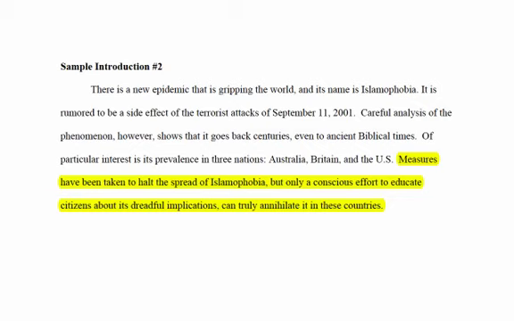This is a claim because I'm now curious to keep reading the paper and see, can this author back it up? What measures have been taken? A conscious effort to educate citizens, what does that mean? Is this effort going to be different in Australia versus the United States? This is a claim. And this is also what I'm going to talk about next. How do you know you've got a good claim?